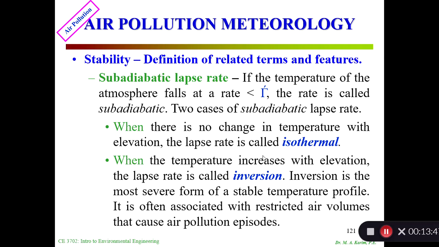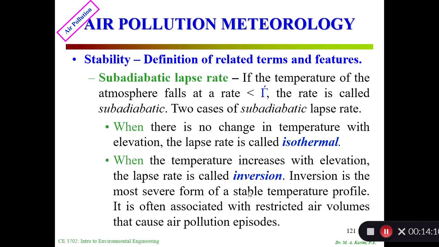Then there is the subadiabatic lapse rate. Isothermal means there is no temperature change. Inversion means the temperature increases with elevation; that lapse rate is called an inversion. Inversion is bad for us because during an inversion, most of the atmospheric pollution comes to the Earth's surface, where it can reach the people around.